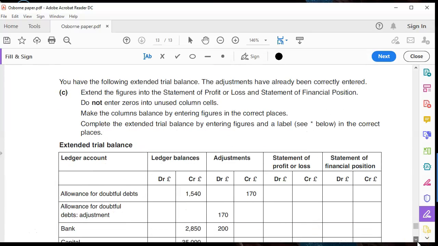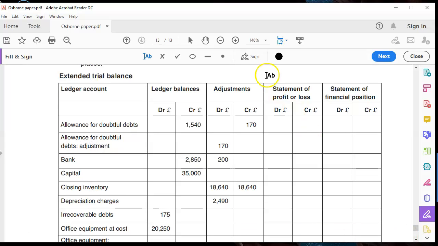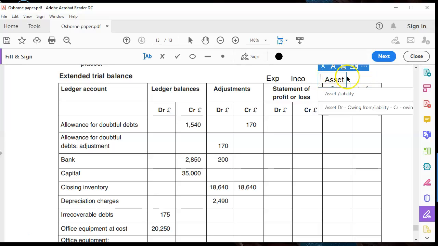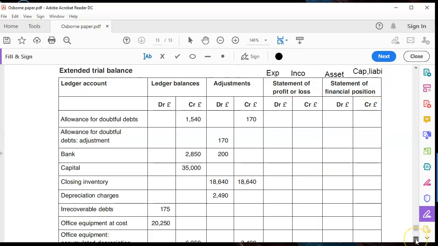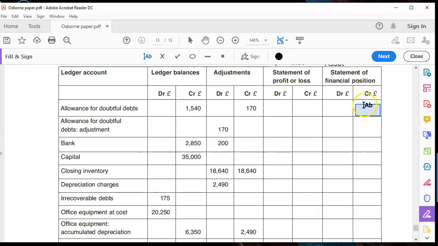Let's look into the task C, which is the preparation of your extended trial balance. In the SPL, you record expenses on the debit side and incomes on the credit side. In the SOFP, assets on the debit, capital and liabilities on the credit. Allowance for doubtful debts decreases the value of your assets, so we'll go on to the credit side. We have two credits, 1540 plus 170. So 1540 plus 170, 1710.